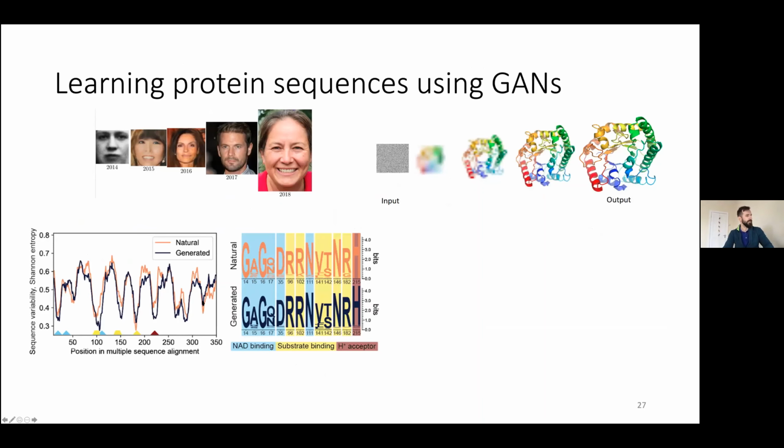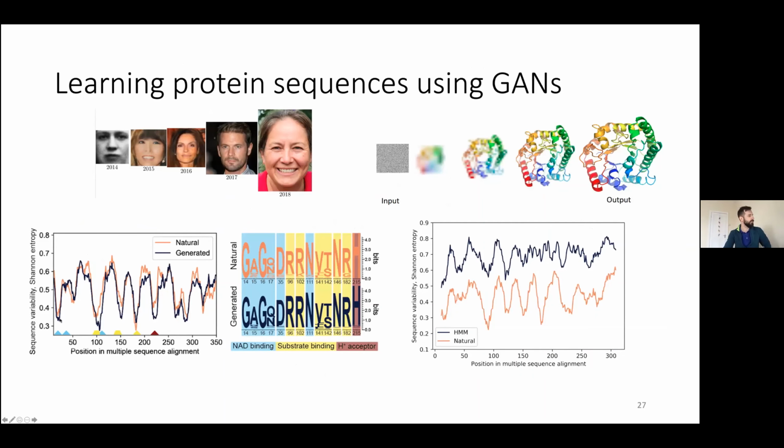Basically, what I want to say is that the generated sequences resemble the natural variability existing in sequences. We could find all the active sites. This task would not be possible, for instance, with conventional HMM models, if anyone is interested.